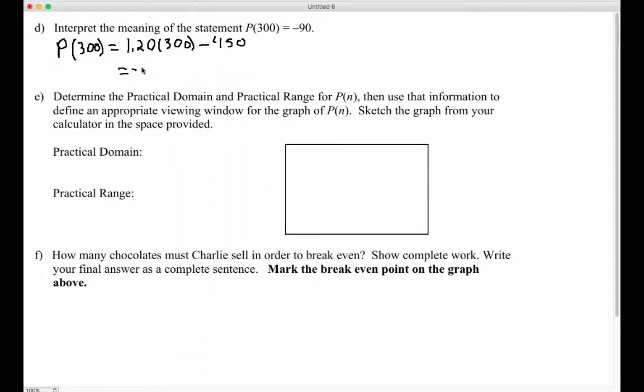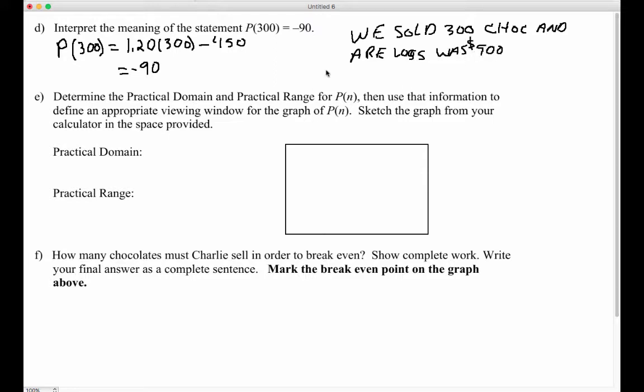And what that means is we lost $90. We didn't make enough chocolates or sell enough chocolates to make any money. So that means we've lost $90. So we sold 300 chocolates, and our net loss was $90. Okay, hopefully that makes sense.